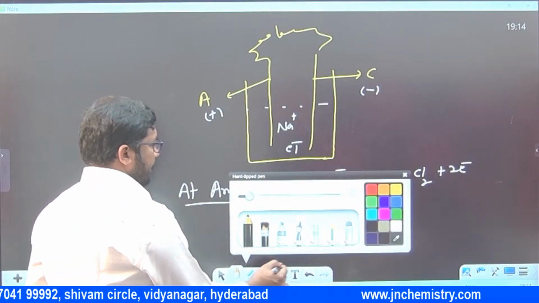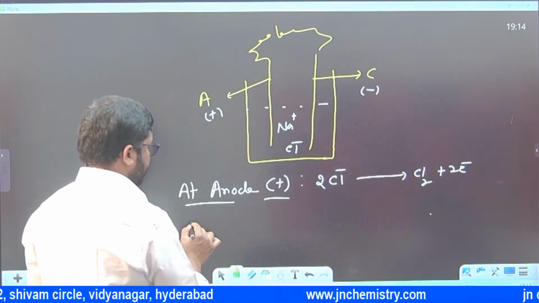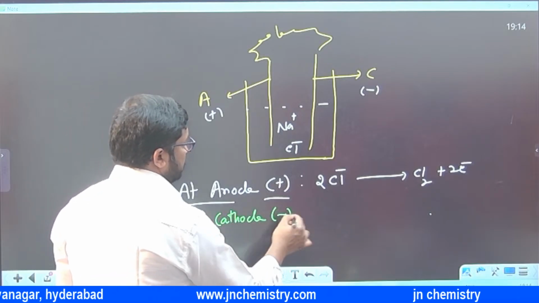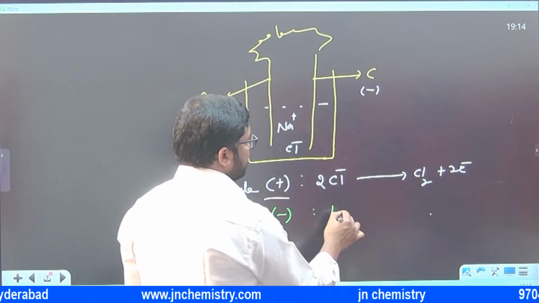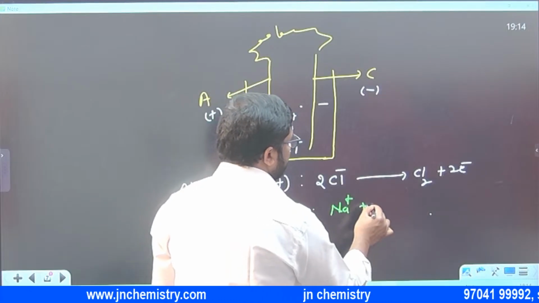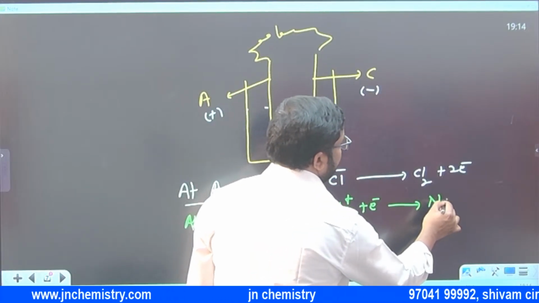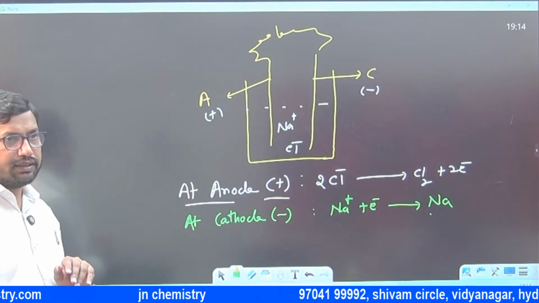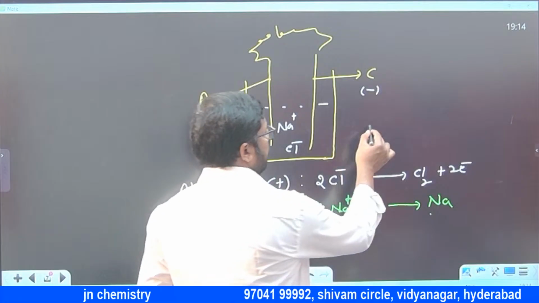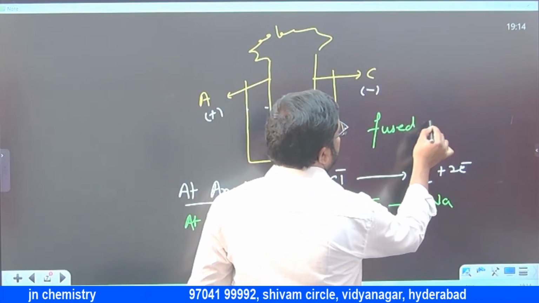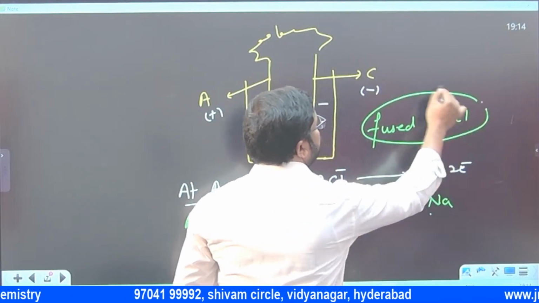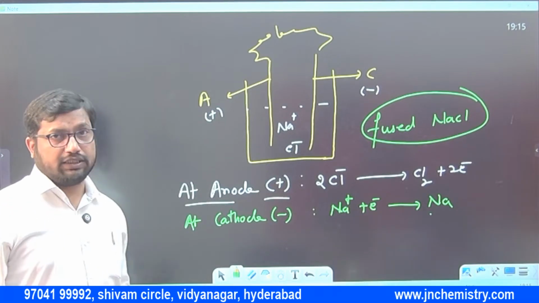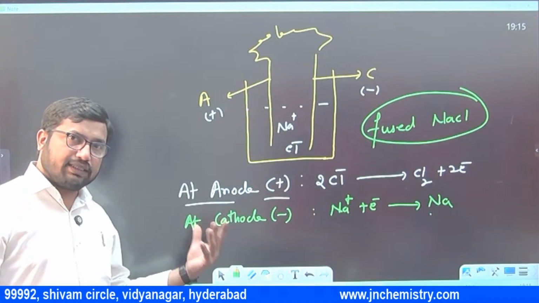At cathode, negative charge, Na plus plus electron gives rise to Na. Reduction reaction takes place. This is exactly electrolysis of fused NaCl. Just write it down. In aqueous NaCl, somewhat different products we will get, according to the preferential discharge potential theory, which we will discuss in electrochemistry.